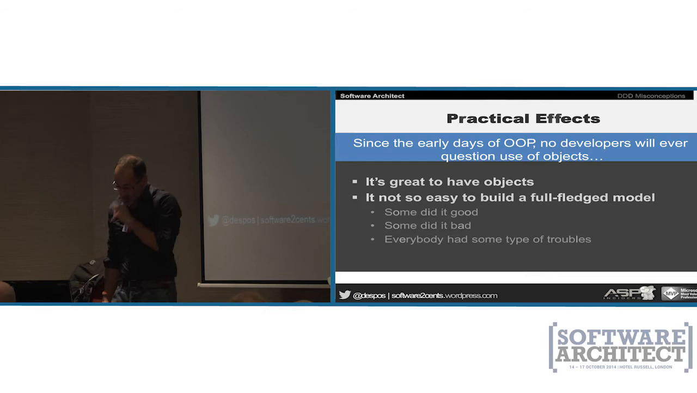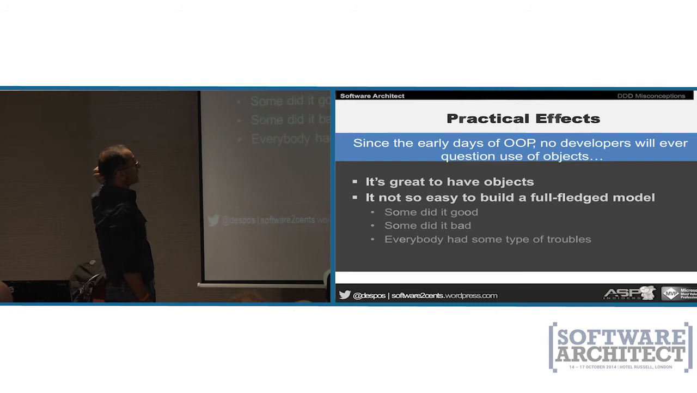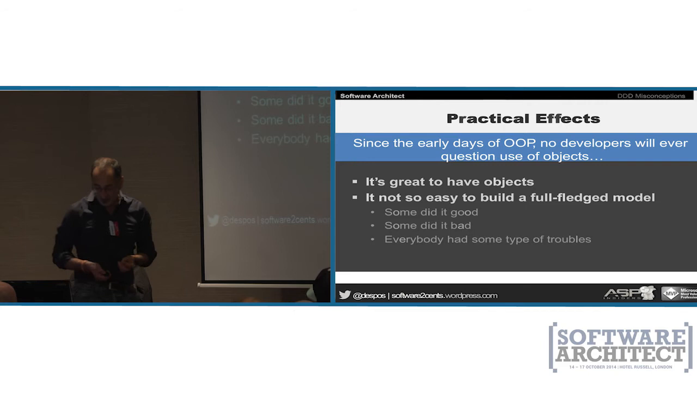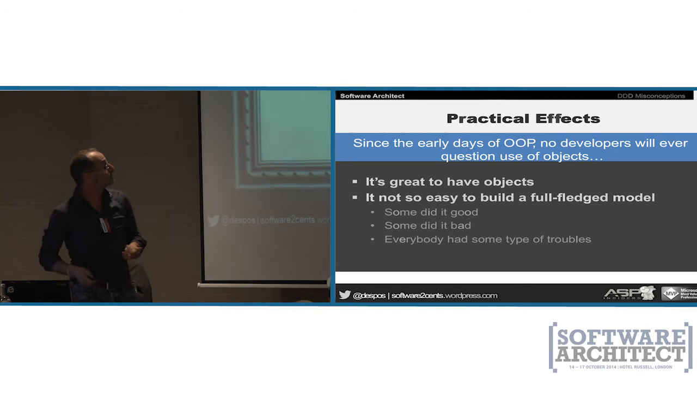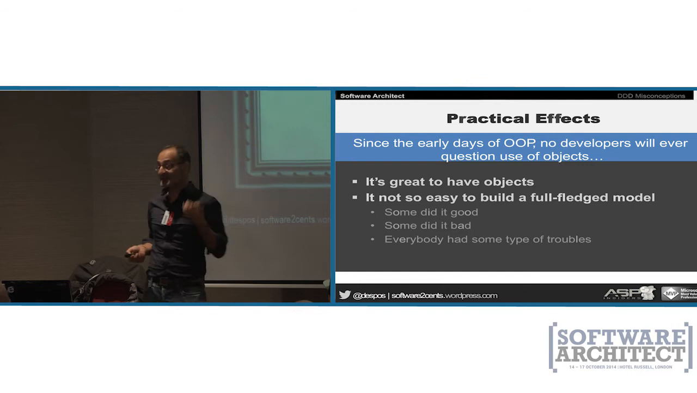So practical effects of domain-driven design are, it's not so easy to build a model, a full-fledged model, that fully represents the domain. Some people did it good. Some other people did it bad. Everybody had some type of troubles. But no matter this, however you want to frame it, DDD represented a significant landmark in software development.